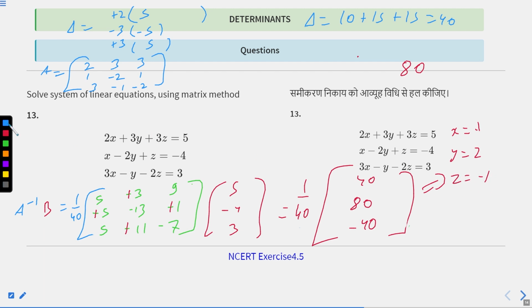Now let's verify that. I'm putting this. So x is 1, y is 2, z is minus 1. So this will be just 2 plus 6 minus 3. So this means 3... this means 5. Yes, you are getting 5. Okay, let me verify for this also. x is 1, y is 2, z is minus 1. So this is minus 4. This means 1 gets cancelled, you will have minus of 4. Yes, you are getting the minus 4.